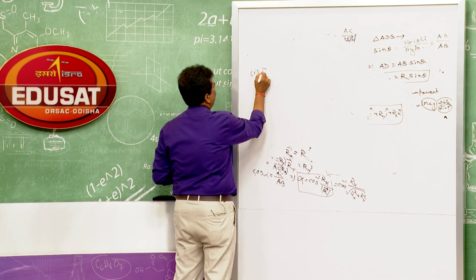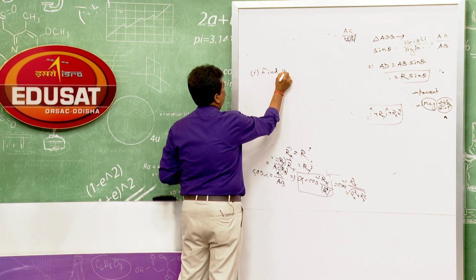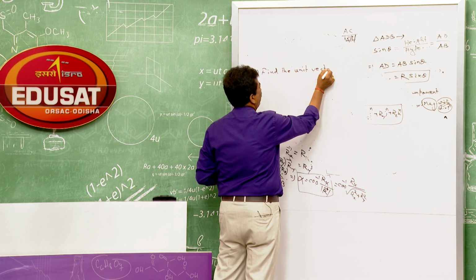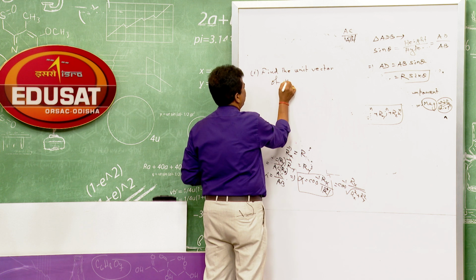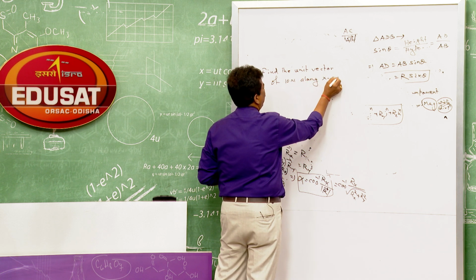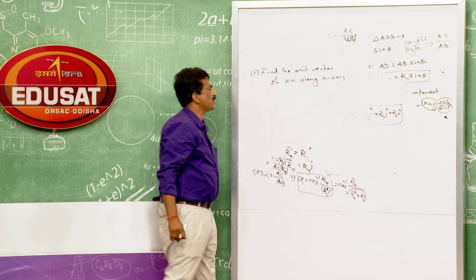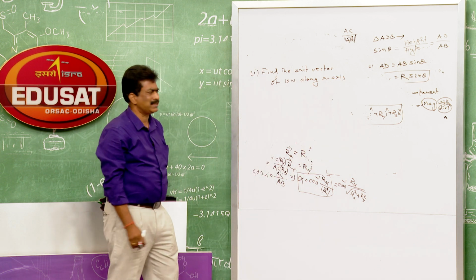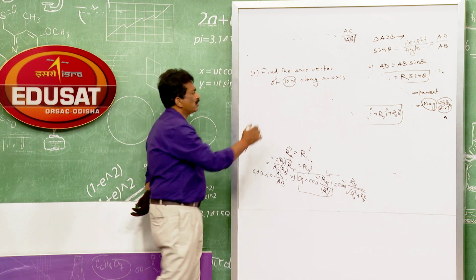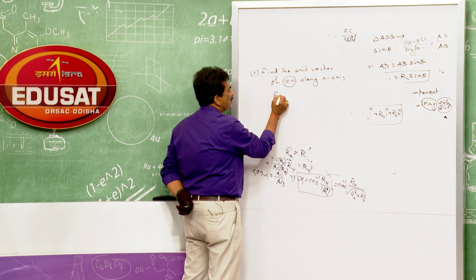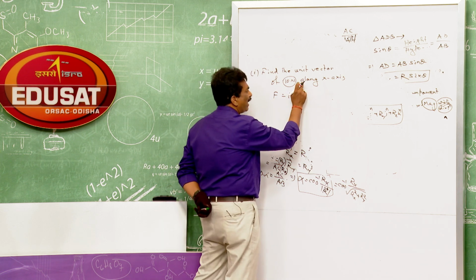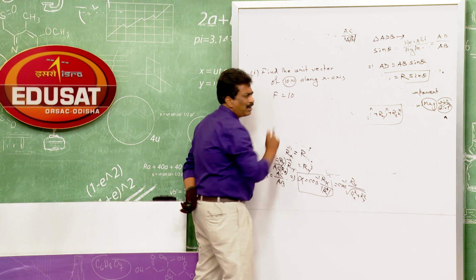Number 1, find the unit vector of 10 Newton along x axis. Suppose the unit vector of 10 Newton along x axis. So, 10 Newton is a unit of force. Force is a vector, meaning its magnitude F is equal to 10, and you have to find the unit vector along the x axis.